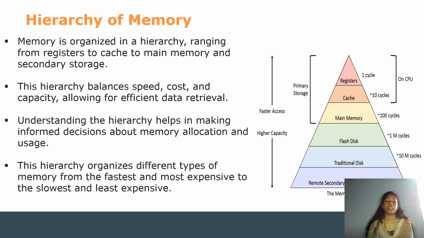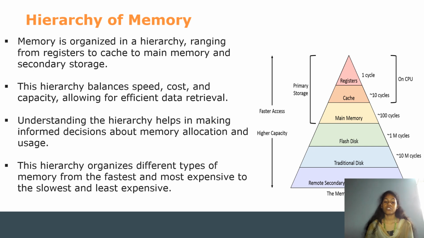Hierarchy memory. Memory is organized in a hierarchy ranging from registers to cache to main memory and secondary storage. This hierarchy balances speed, cost, and capacity, allowing for efficient data retrieval. Understanding the hierarchy helps in making informed decisions about memory allocations and usage.